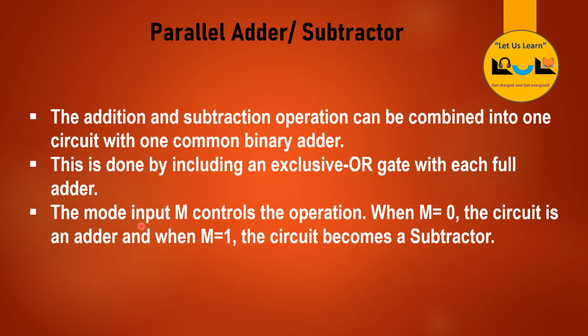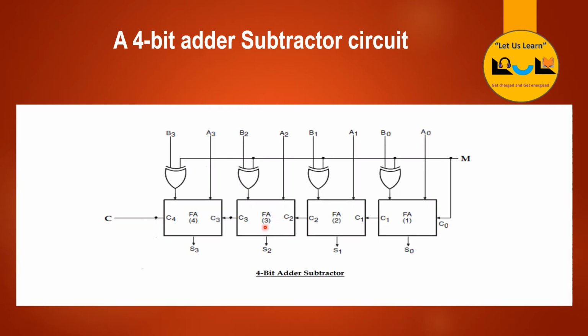Here the mode input M is very important. The M controls the operation. Depending on M, it will act as either a parallel adder or a parallel subtractor. When M is equal to 0, that is mode is equal to 0, the circuit is an adder. When M is equal to 1, the circuit becomes a subtractor. Following that, now we are going to see the 4-bit adder cum subtractor circuit with a logic diagram.